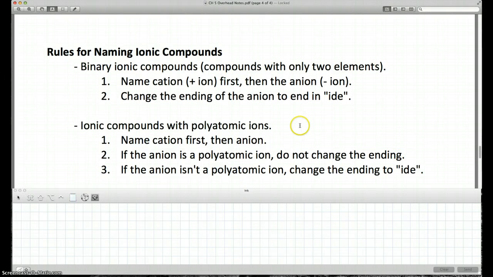Second type of ionic compound that you might be naming involves polyatomic ions. And I think this is even easier because as long as you remember to use your handout, you don't have to really worry about anything. You just do the cation first and then the anion. Most of the time, our anion is going to be a polyatomic ion. Every once in a while, the anion isn't a polyatomic ion, and you do the same thing about changing to IDE. Might sound a little confusing, but here's what you got to remember.